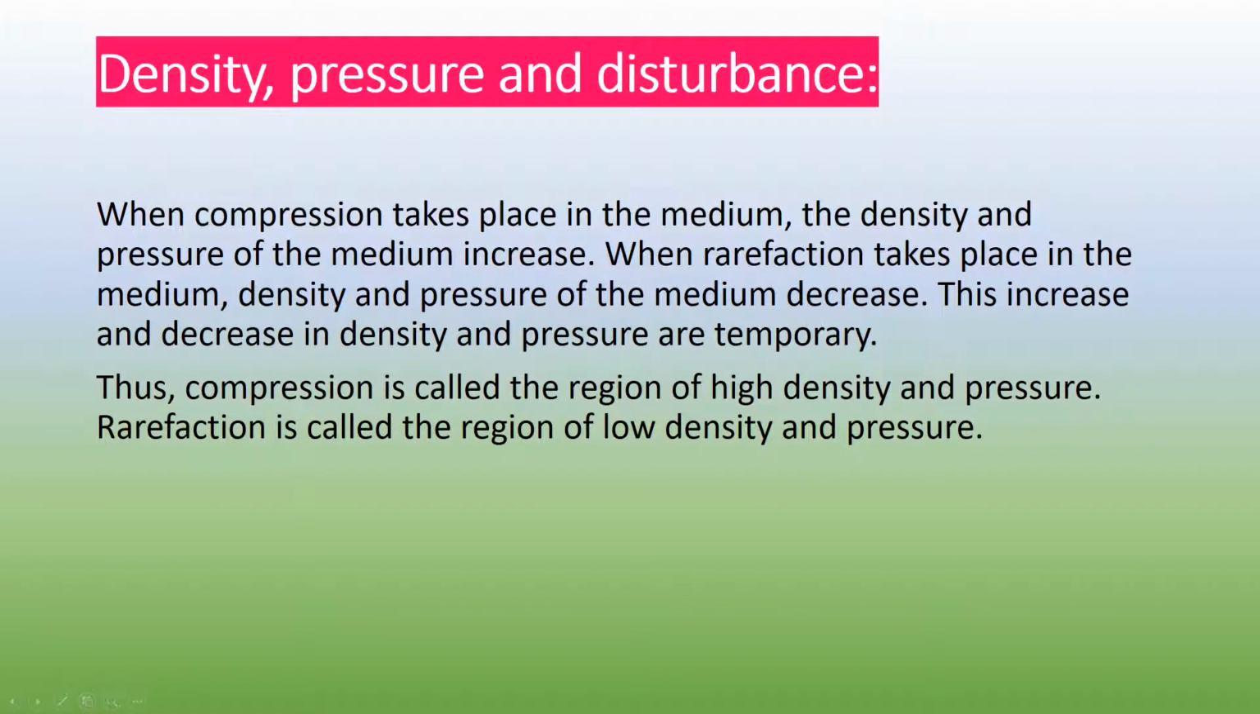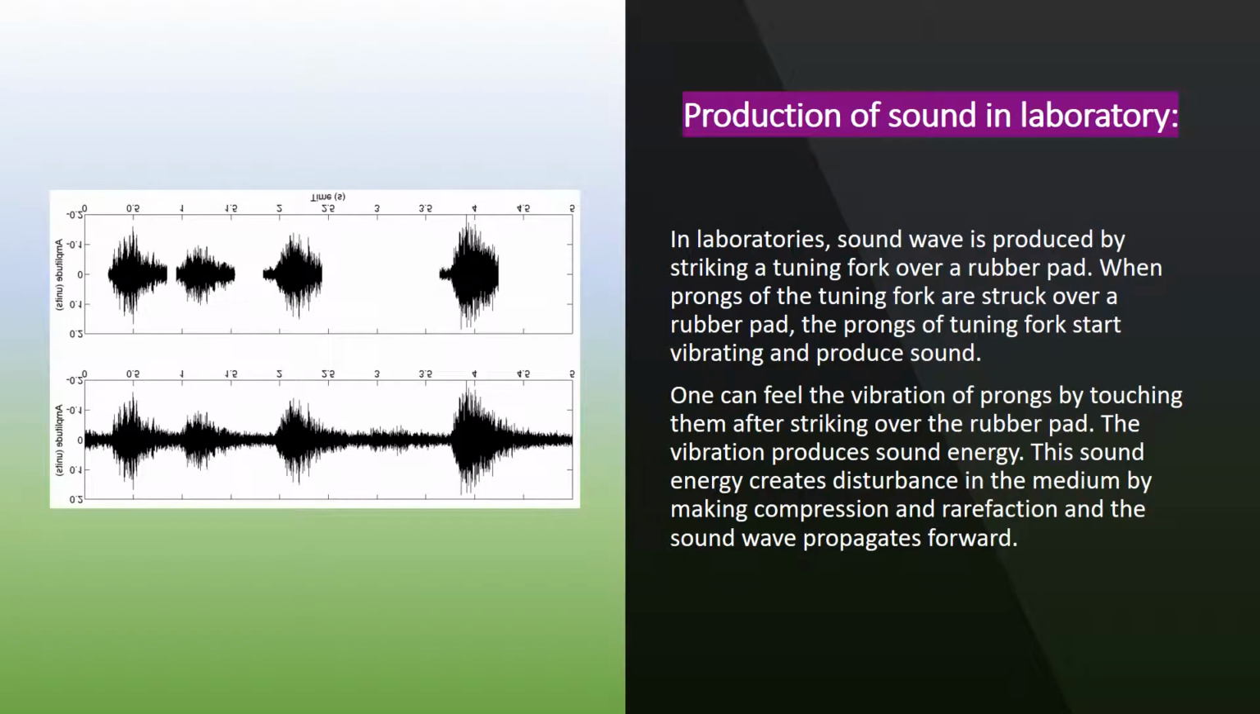When rarefaction takes place in the medium, density and pressure of the medium decrease. This increase and decrease in density and pressure are temporary. Thus, compression is called the region of high density and pressure. Rarefaction is called the region of low density and pressure.